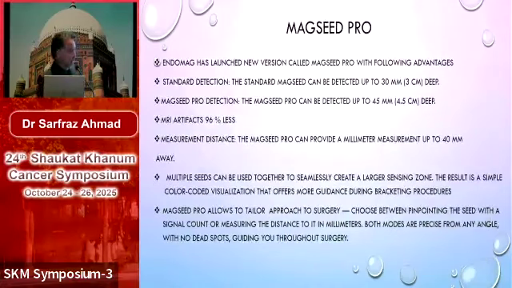So this is the newer version, which we call Magseed Pro, as I already said. This is an Endomag product. With the older Magseed, the detection was up to 3 centimeters, but with the new Magseed Pro, you can detect the tumor up to 45 millimeters. MRI artifact is 96% less.